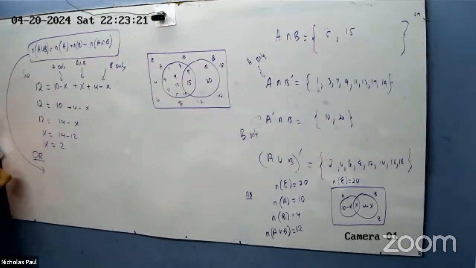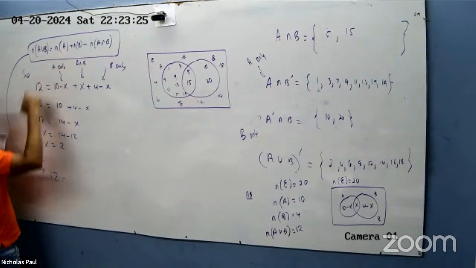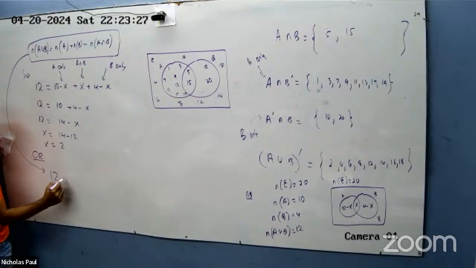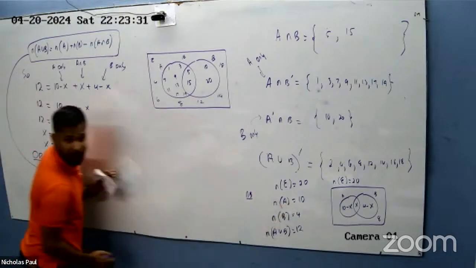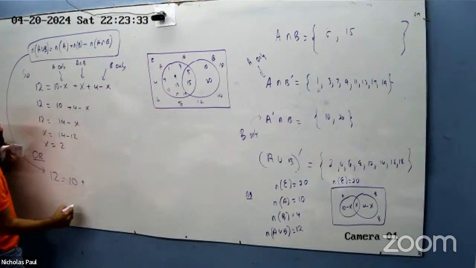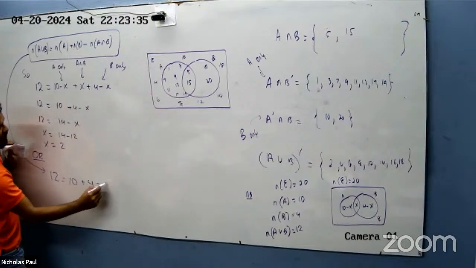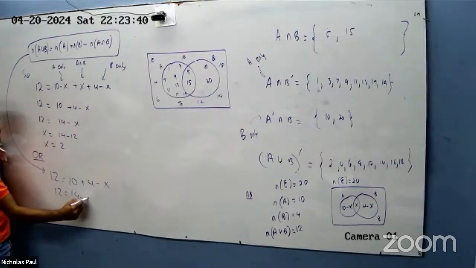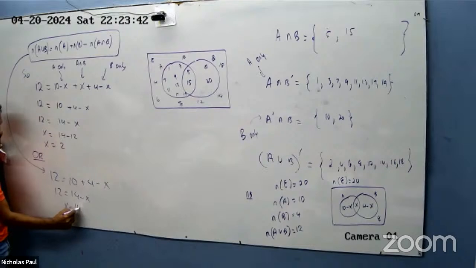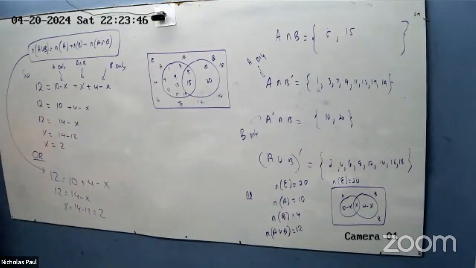What's the number in A union B? 12. What's the number in A? No, the whole number in A. 10. And what's the whole number in B? 12 is equal to 14 minus x. X is equal to 14 minus 12, which is 2. Right? Same thing, but I want you to understand this as well as this.